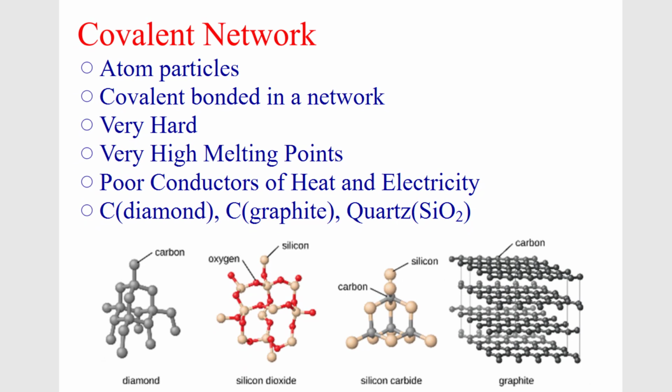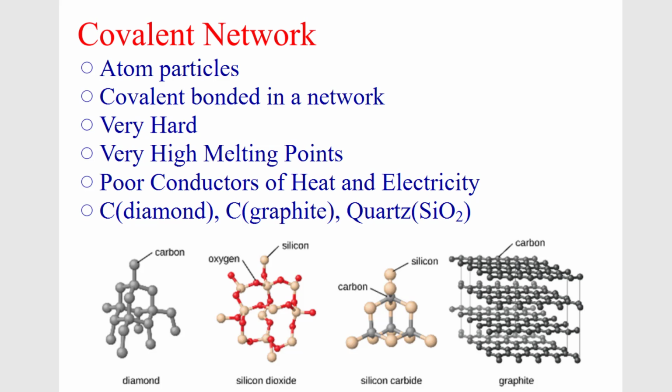Our strongest intermolecular force is a covalent network solid. These are atom particles. They're covalently bonded in a network, which makes them very, very, very hard, with very high melting points. Okay? It doesn't mean that they can't be brittle. It just simply means that they're very hard with very high melting points. These covalent network solids are poor conductors of heat and electricity. Some great examples are diamond and graphite. These are called allotropes of carbon. Things like silicon dioxide, which is called quartz.